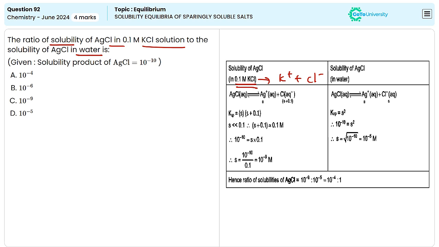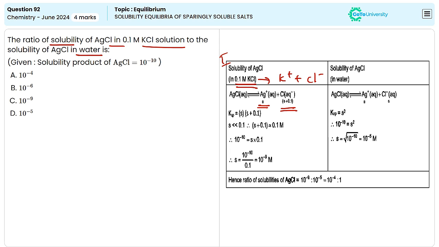Now, here the solubility of Ag plus ions, or the concentration of Ag plus ion, will be small letter s and that of Cl minus will be s plus 0.1, because the Cl minus ions are not only produced from AgCl, it is also produced from 0.1 molar potassium chloride in the first case. Hence, the total concentration of Cl minus ion will be the concentration of Cl minus from AgCl plus the concentration of Cl minus from potassium chloride.